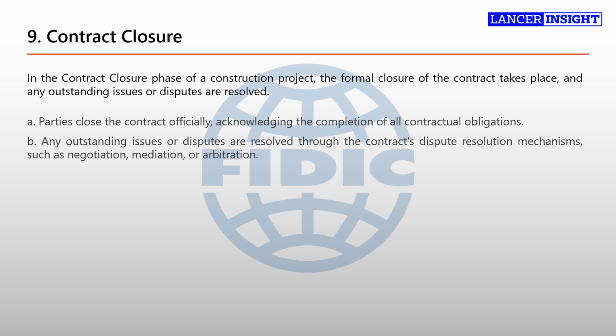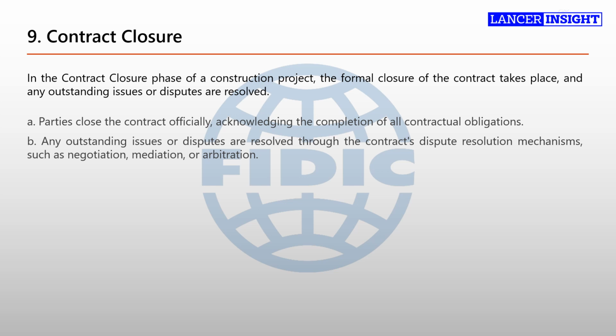These mechanisms could include negotiation, where the parties discuss and try to reach a mutual agreement on the outstanding issues. If negotiation fails, they may opt for mediation, where a neutral third party helps facilitate a resolution. If mediation is unsuccessful, the parties may resort to arbitration, where an arbitrator or a panel of arbitrators make a binding decision on the matter.